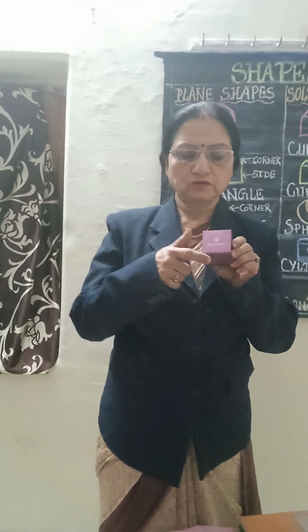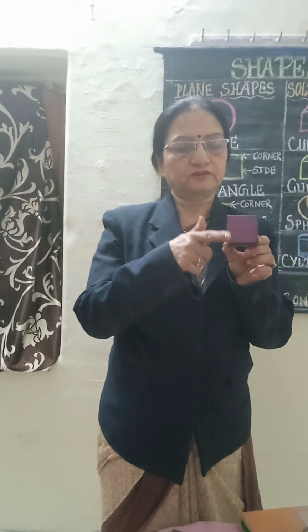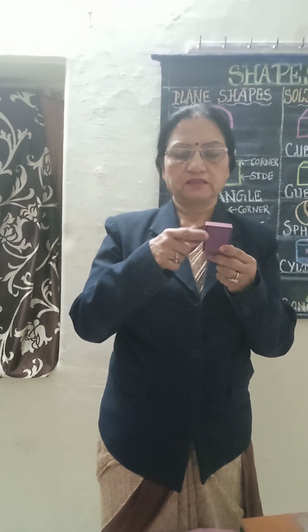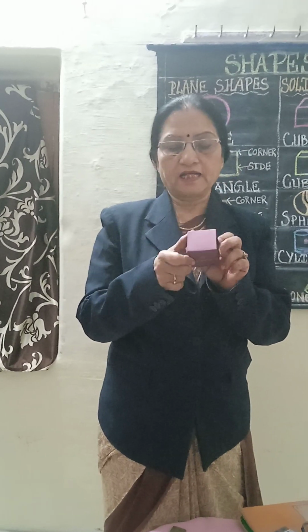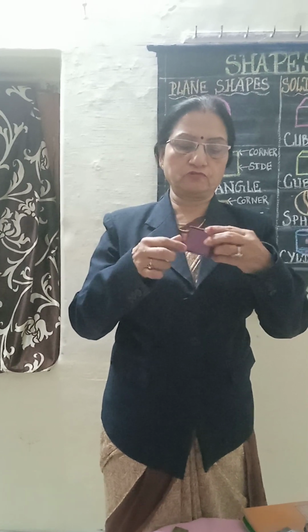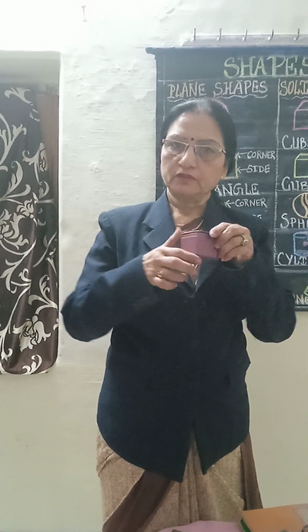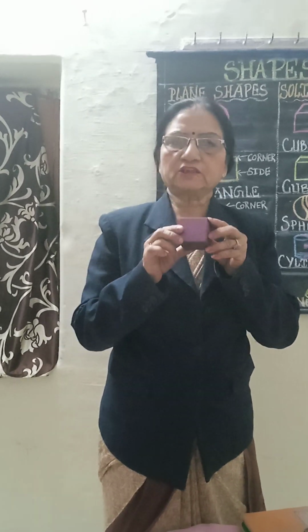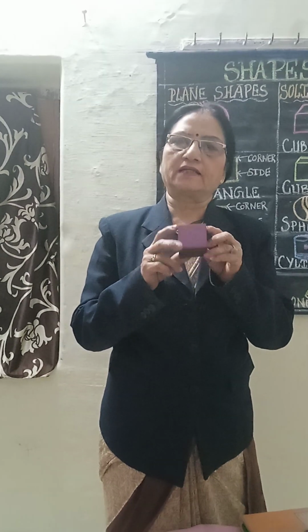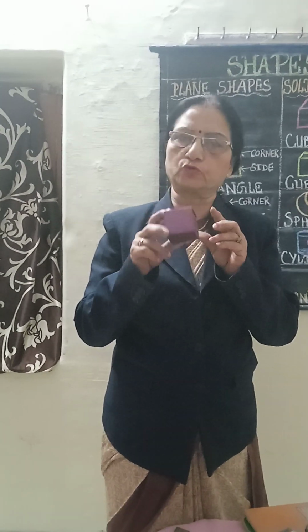Now we will count the edges. This is 1, 2, 3, 4, 5, 6, 7, 8, 9, 10, 11, 12. Okay, same as we have seen in cuboid. And then vertex: 1, 2, 3, 4, 5, 6, 7, 8. Okay. So the same 6 faces, 12 edges and 8 vertices are there in the cube also.